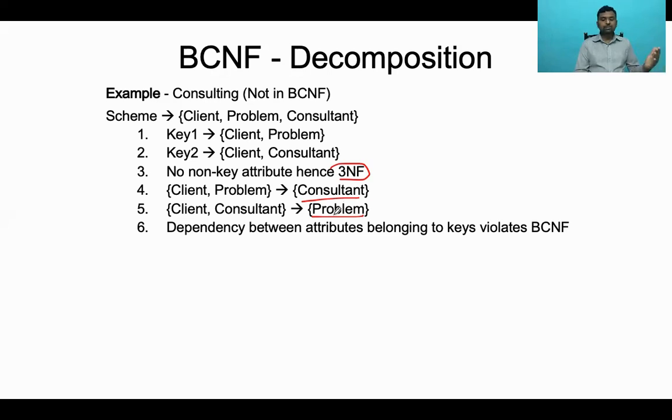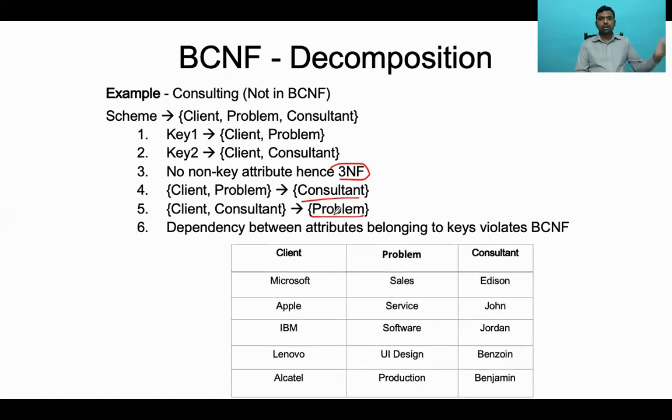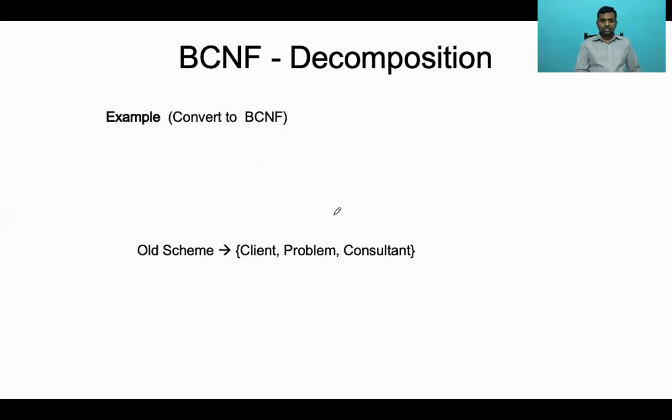The dependency between the attributes doesn't belong to the key, so it is violating BCNF. Since it is violating BCNF, we need to divide the table. Now how am I going to divide the table? Let us see that. Now let me convert it to BCNF.